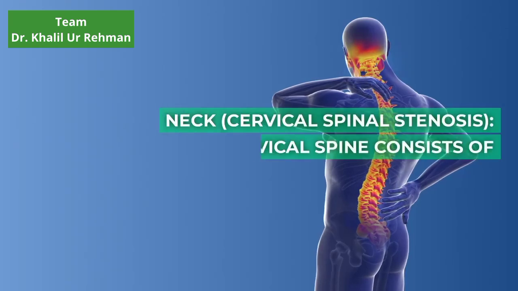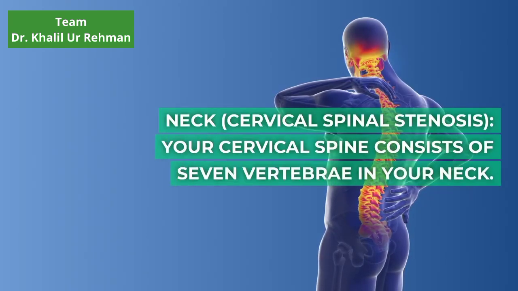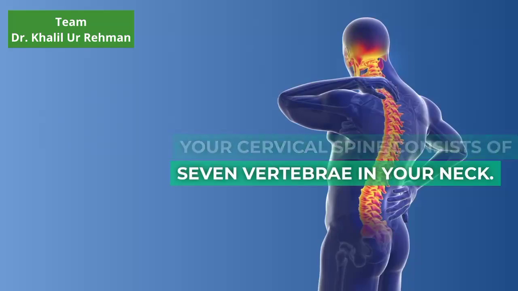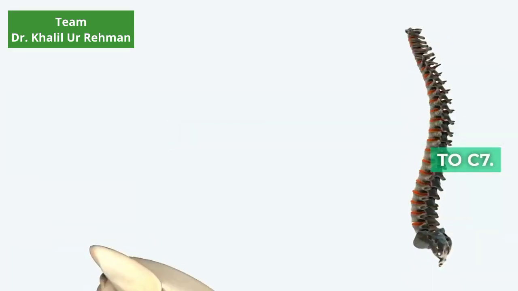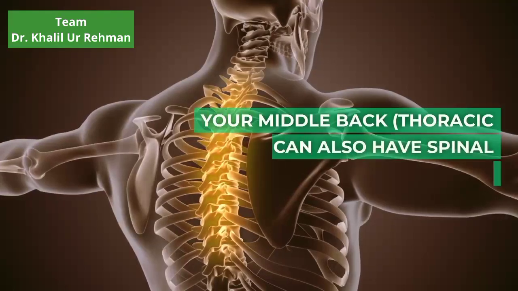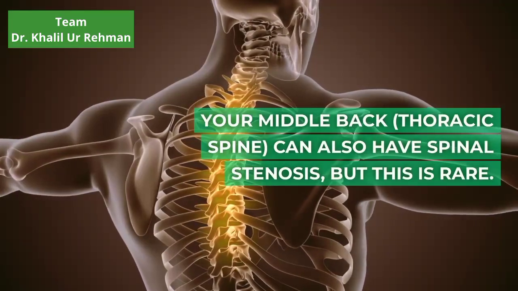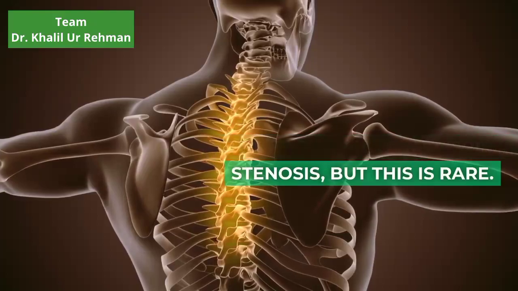Neck, cervical spinal stenosis. Your cervical spine consists of 7 vertebrae in your neck. These vertebrae are labeled C1 to C7. Your middle back, thoracic spine, can also have spinal stenosis, but this is rare.